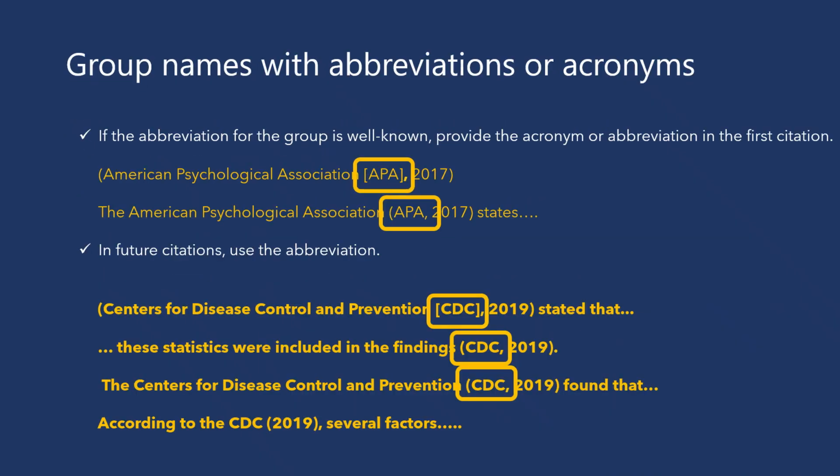If the organization or group has a commonly known abbreviation or acronym, you can indicate this abbreviation in the first citation for this source in your paper, either by including it in brackets or in the parentheses with the date for a non-parenthetical citation. Then in any further citations, you can use just the abbreviation. In this example, we first spell out Centers for Disease Control and Prevention with the abbreviation CDC indicated, but then for later citations, we can just use CDC for both parenthetical or non-parenthetical citations.